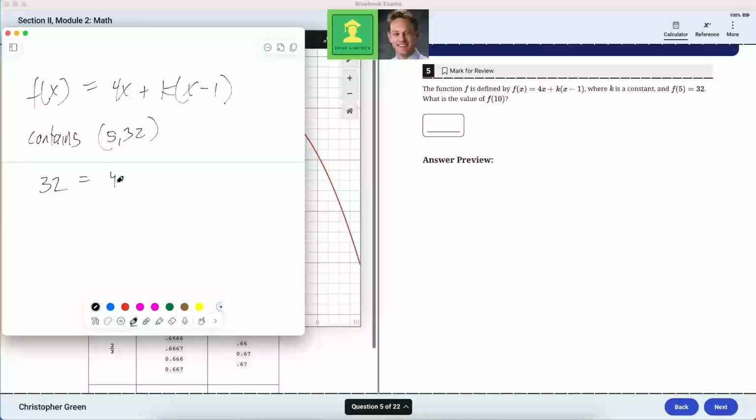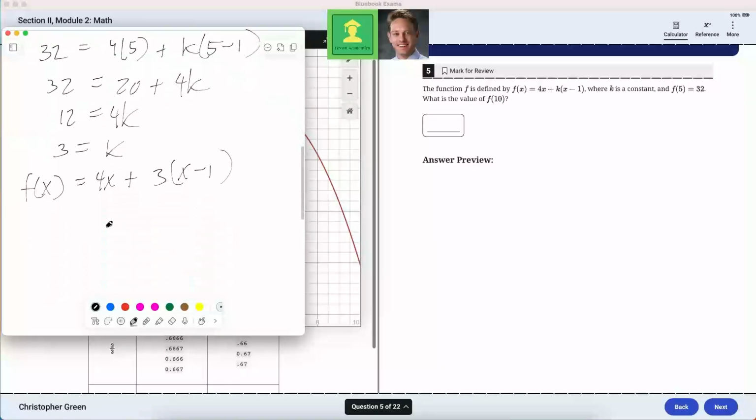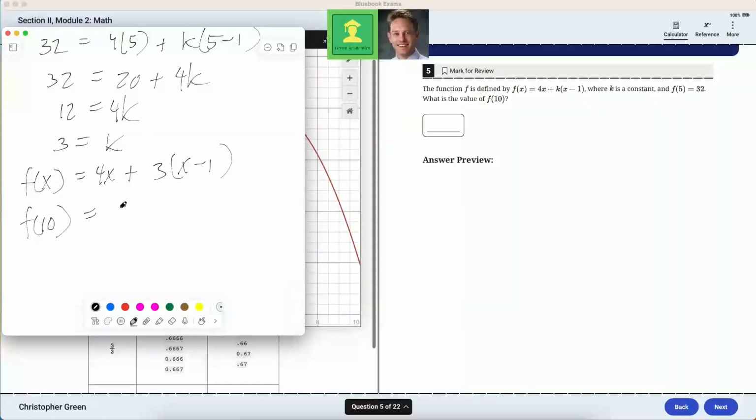So 32 is the output when you do this and this. So 32 is 20 plus 4k. So k is 3, but of course now you're not done. Now you've determined that the general function is (4x + 3)(x - 1). And then f(10) means that you're putting in 10 as x. So this is this, which is 40 plus 27, should be 67.